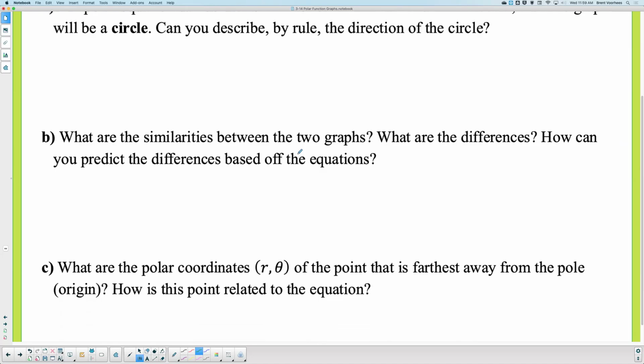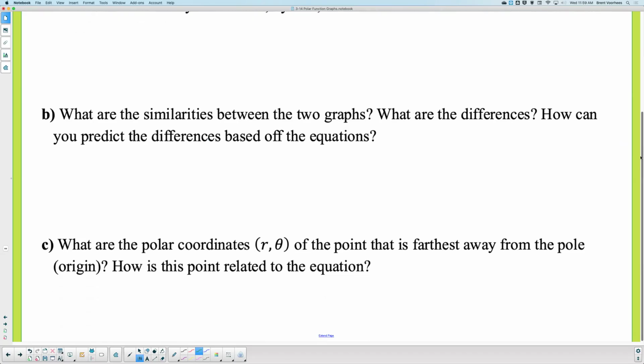If it's sine, it's going up and down. Cosine goes left and right. So could you predict the differences by looking at the equations now? Okay, finally. What are the polar coordinates of the point that is farthest away from the pole? How is it related to the equation?